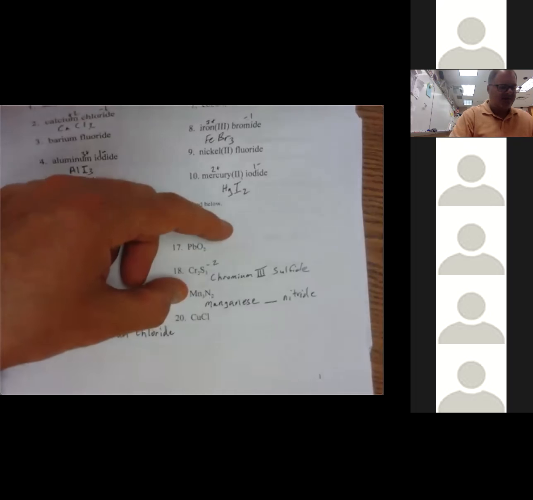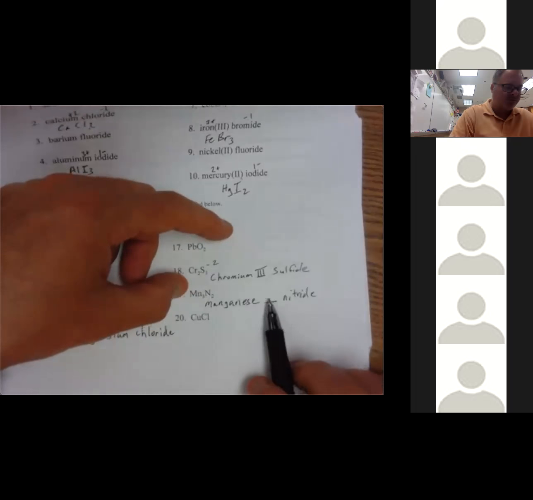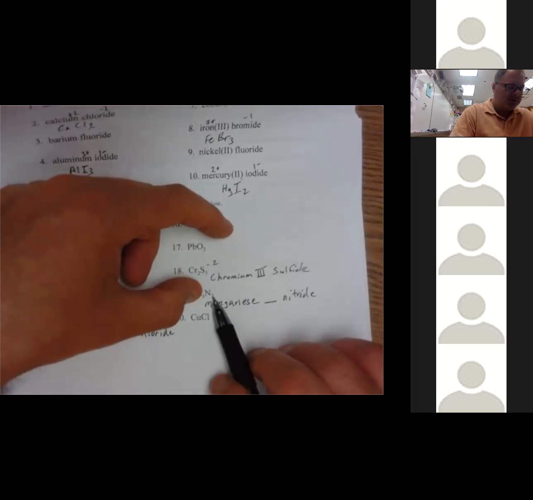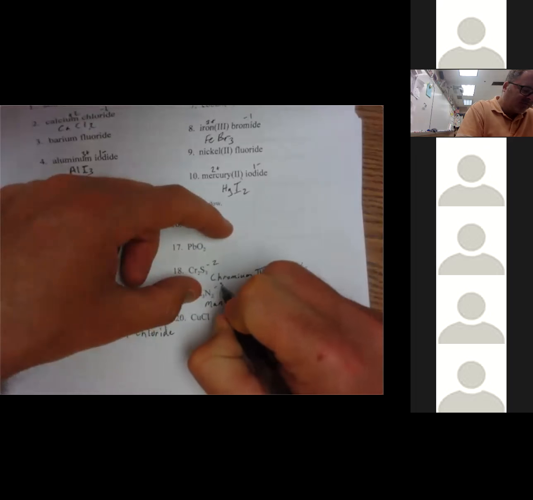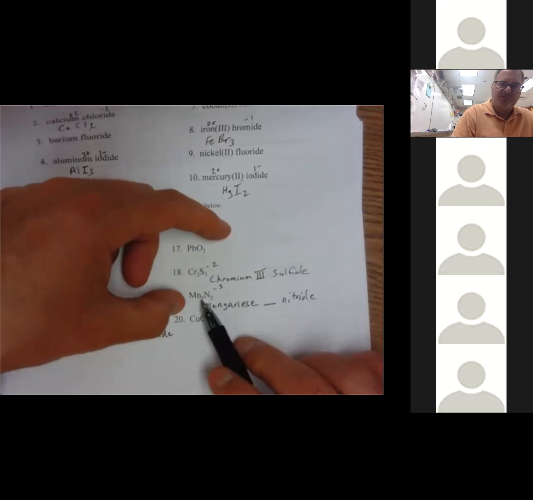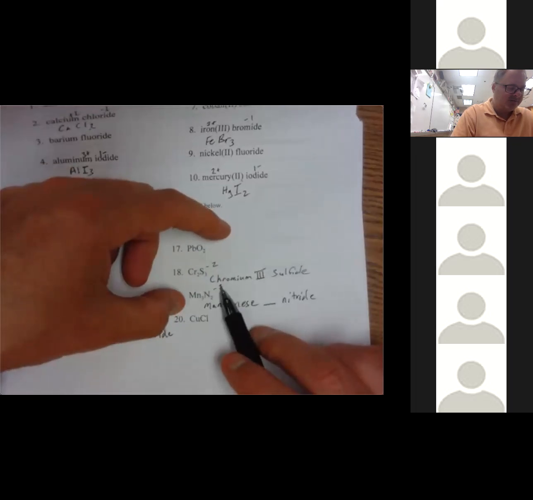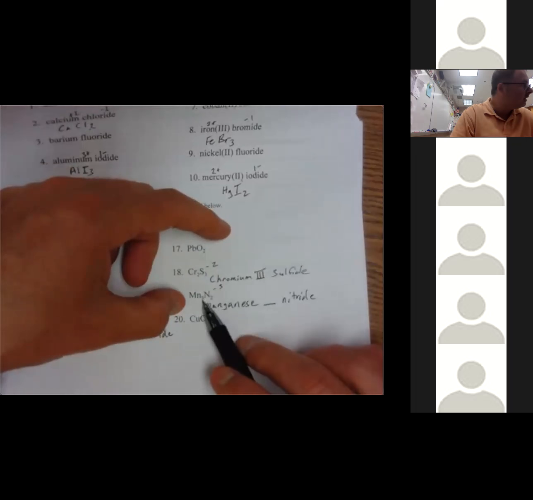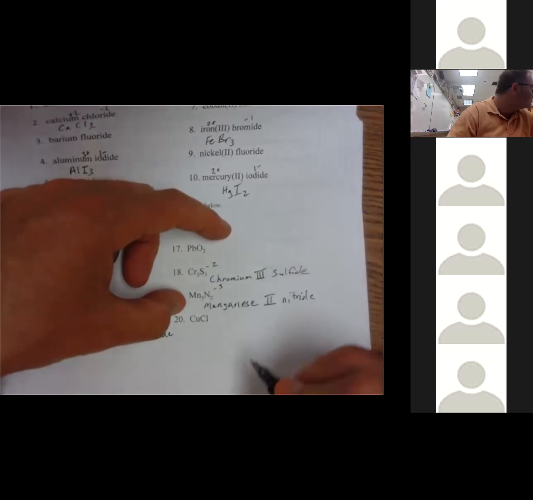And since we need to find the Roman numeral here, we need to know the charge of nitrogen, which is -3. So it's a total of -6. If we have 3 of these manganeses, they have to reach a positive 6. So each one of these 3 must have a +2 charge. So manganese(II) nitride.